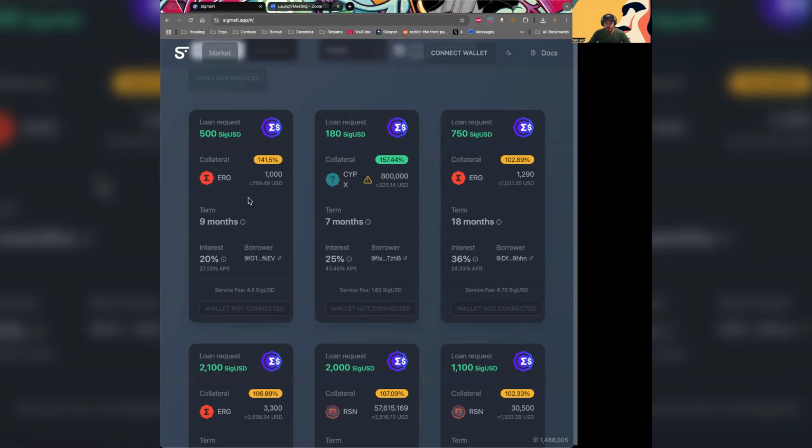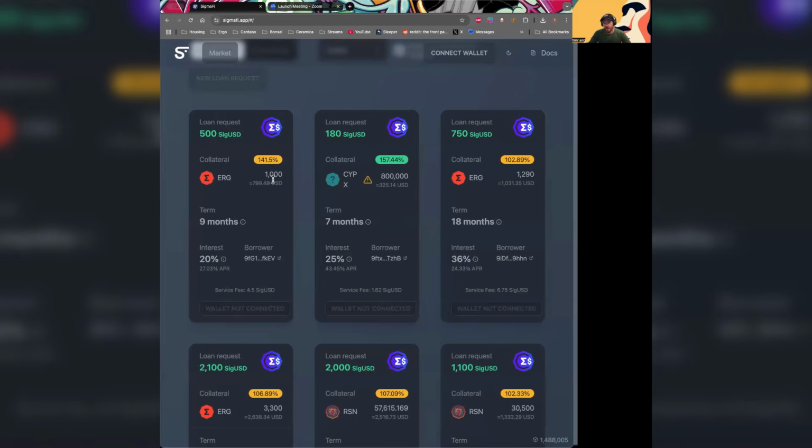On the other side, they're also making a bet, but it's much less risky. So the lender in this case is accepting an exceptional rate at 20%. So pretty much no matter what, they're going to earn 20% or 1,000 ERG, which sounds really great.